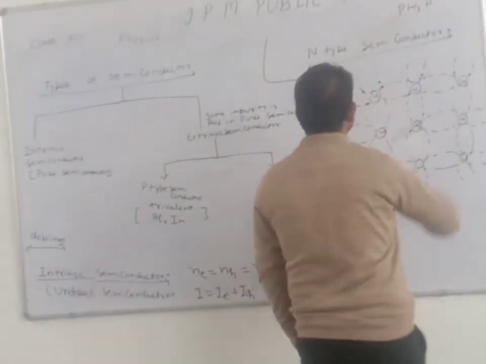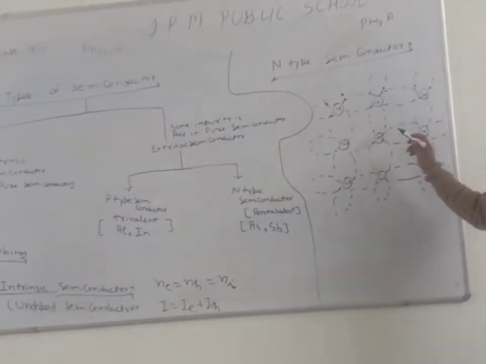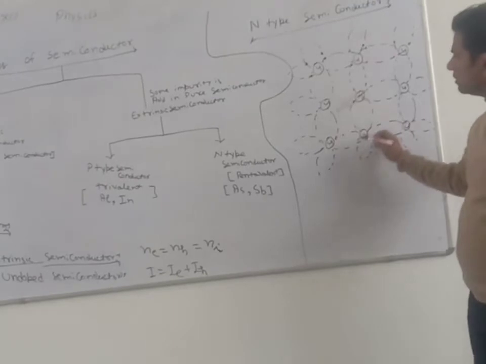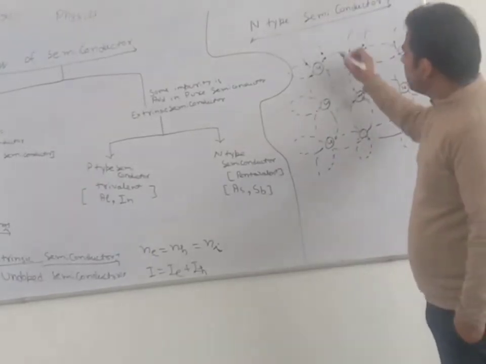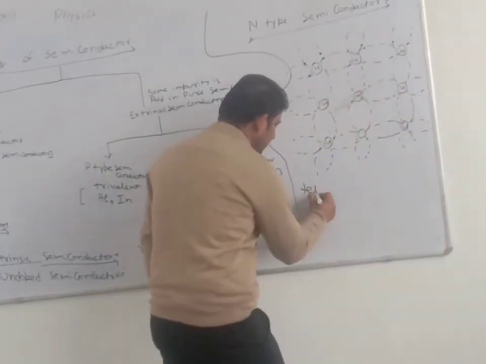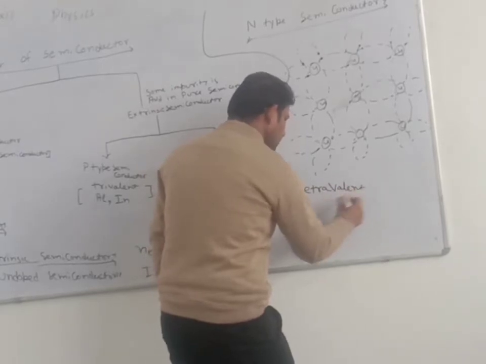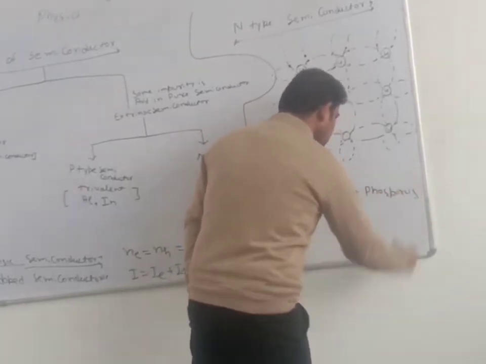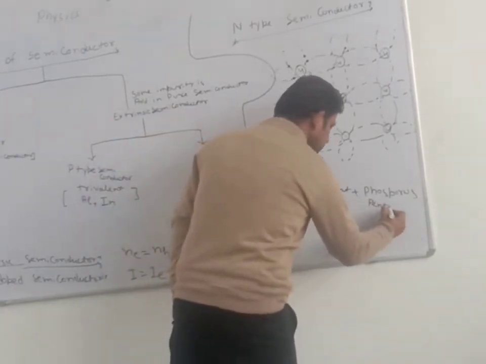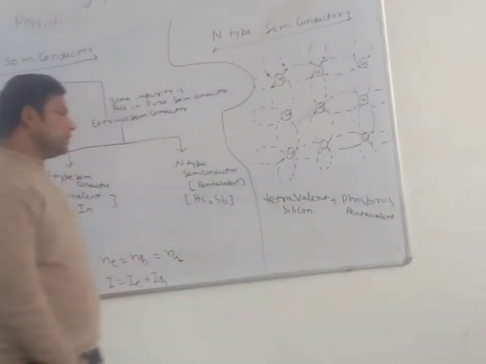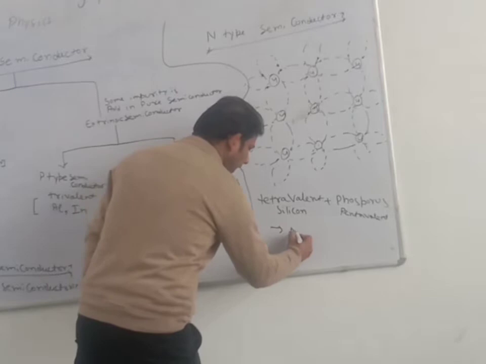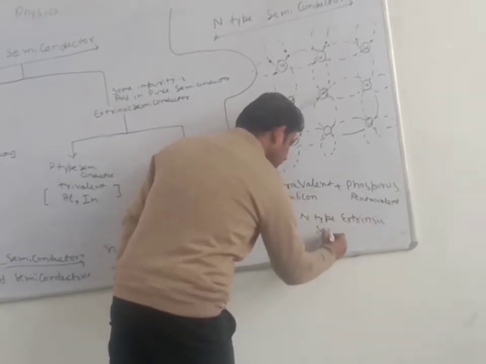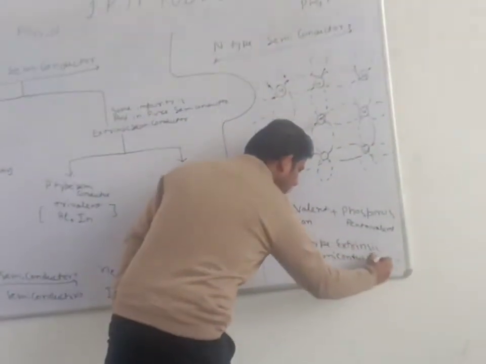Students, listen carefully. Next is N-type semiconductor. In N-type semiconductor, we take silicon and we add phosphorus to the silicon. Silicon is tetravalent, and phosphorus is pentavalent. When silicon plus phosphorus is added, then N-type extrinsic semiconductor is formed.